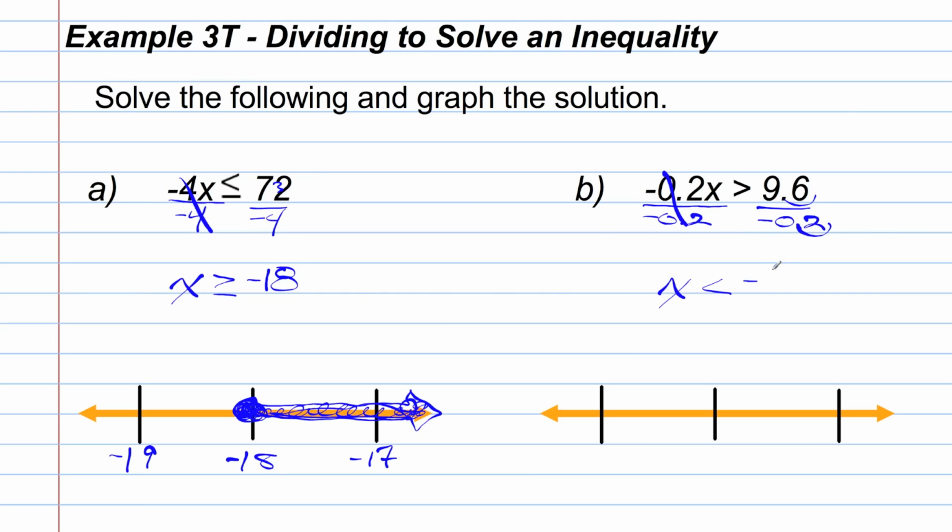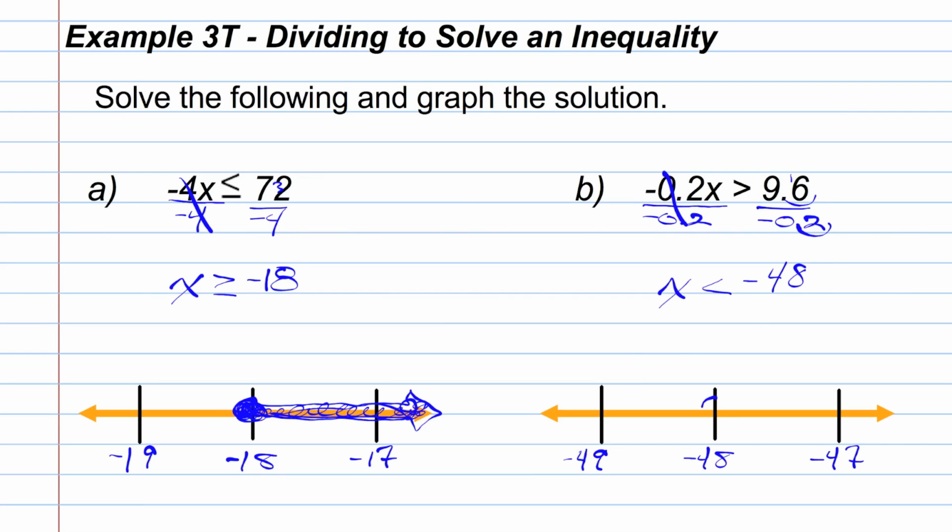2 goes into 9 4 times with 1 left over. And 2 goes into 16 8 times. So the answer here is x is less than negative 48. Putting numbers on my number line, I'll start with negative 49. In the middle will be negative 48. And on the right will be negative 47.